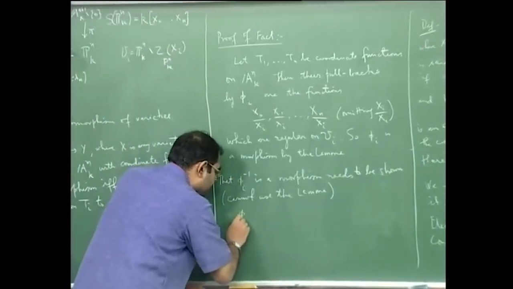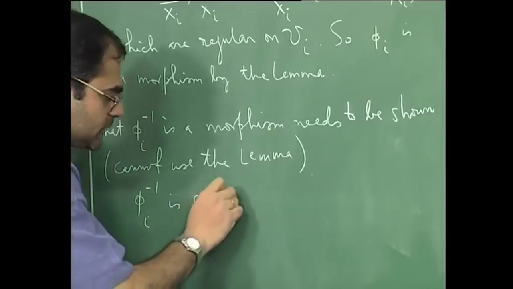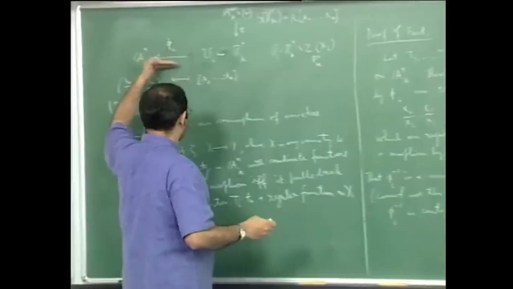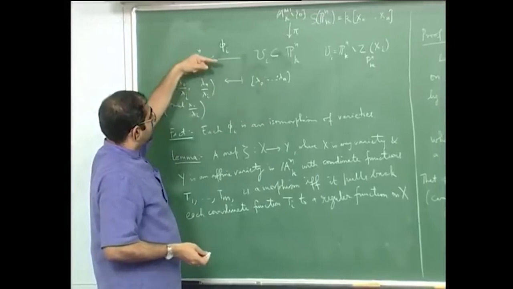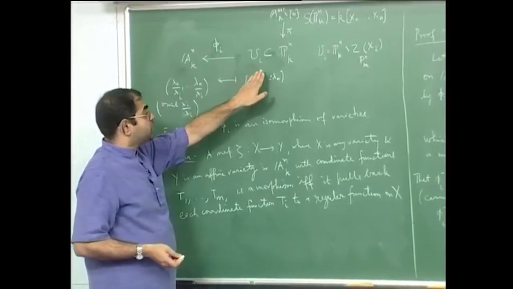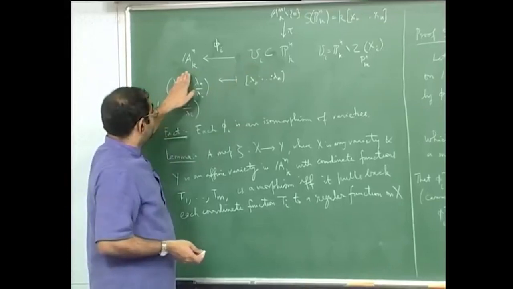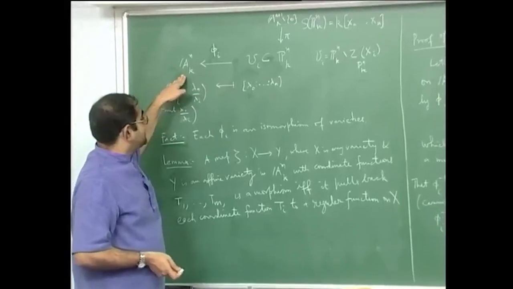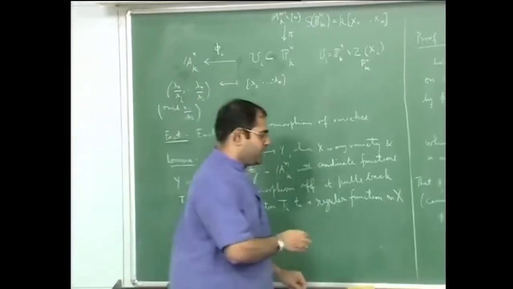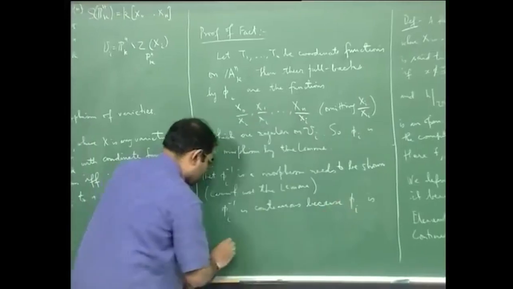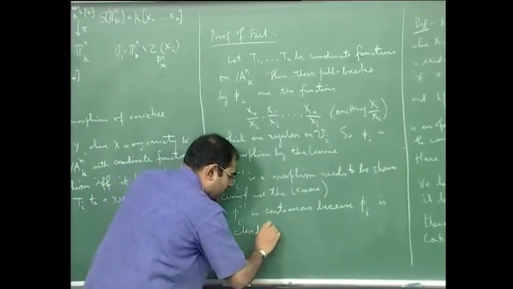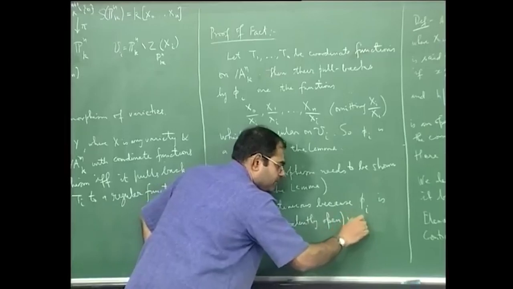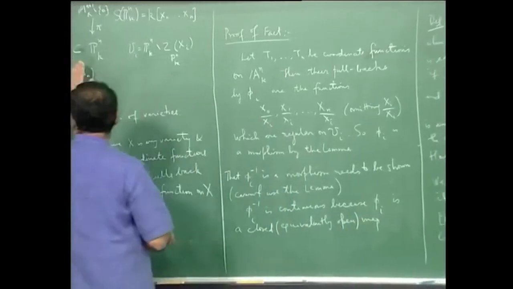so phi I inverse is continuous because, how will I show that it is continuous? To show it's continuous, I have to show that if I take a closed set here, its inverse image under phi I inverse, which is the same as its image under phi I, is a closed set in AN. So I'll just have to show that phi I is a closed map, equivalently an open map.